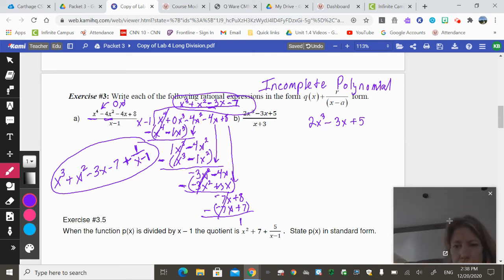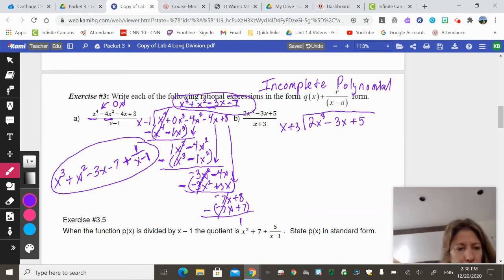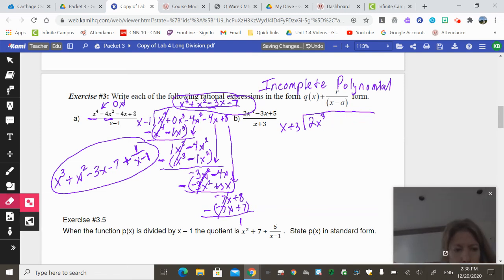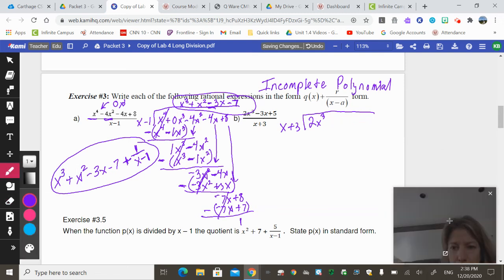So this is my dividend. I'm going to write my divisor, x plus 3. And I'm going to start dividing. Oops, I forgot to add the plus 0x squared. So plus 0x squared minus 3x plus 5. Okay, I just changed my incomplete into a complete.